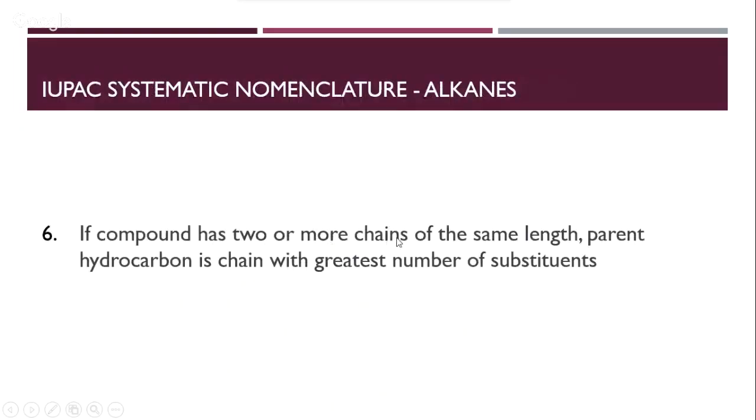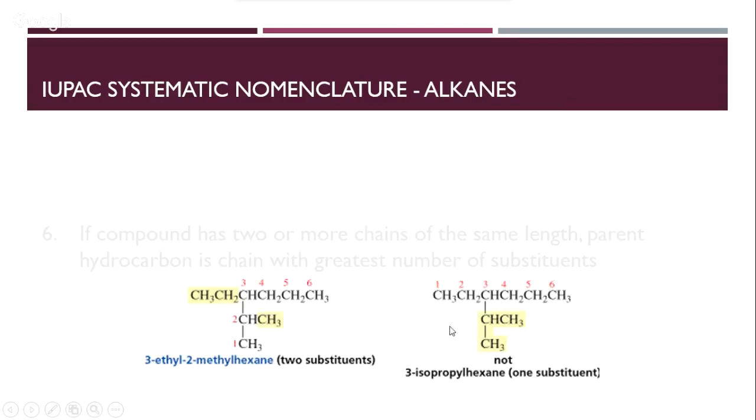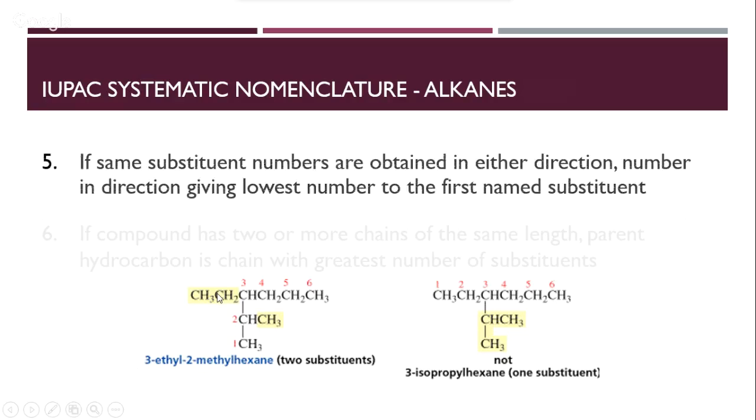The last one is that if there are 2 or more chains of the same length, the parent hydrocarbon is the chain with the greatest number of substituents. So whenever there is a conflict, you should always choose the chain which has the maximum number of substituents. Therefore, in this scenario, we do not choose a straight chain, but we choose the one that is a bent one. Why? Because there are 2 ethyl groups. The one that I have yellowed out has 2 substituents, one methyl and the second the ethyl group. These can help out in the nomenclature.